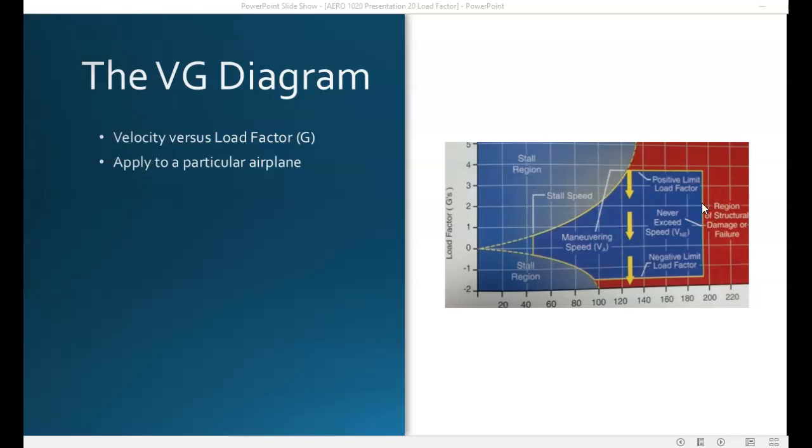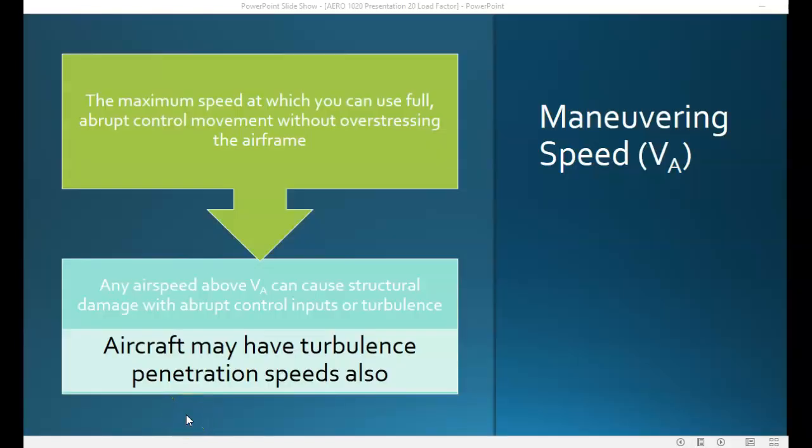The limit airspeed, or red line speed, known as VNE, the never exceed speed, is the design reference point for the aircraft represented by this line. It looks like this aircraft's VNE is about 195 knots. If flight is attempted beyond this airspeed, structural damage or structural failure could occur. So maneuvering speed is the maximum speed at which you can use full and abrupt control movements without overstressing the airframe. Any airspeed above maneuvering speed could cause structural damage. Some aircraft even have turbulence penetration speeds.